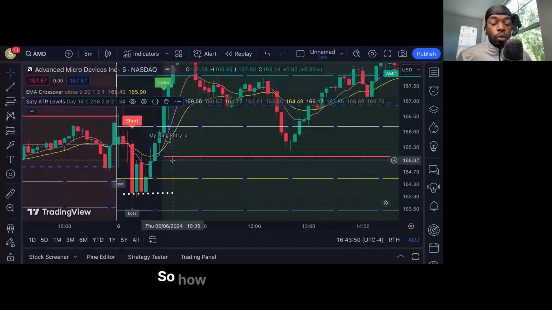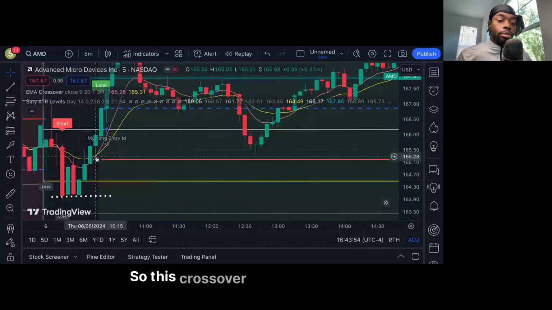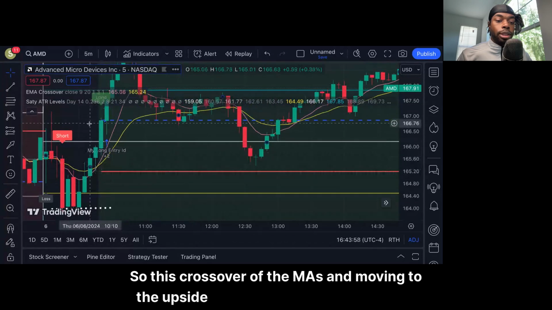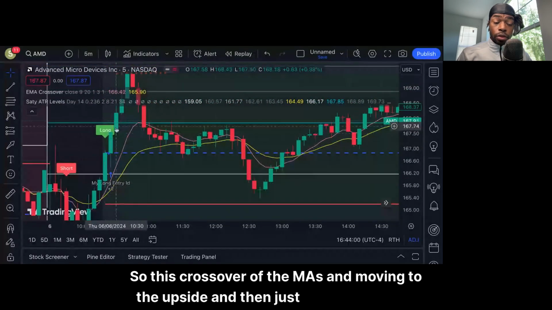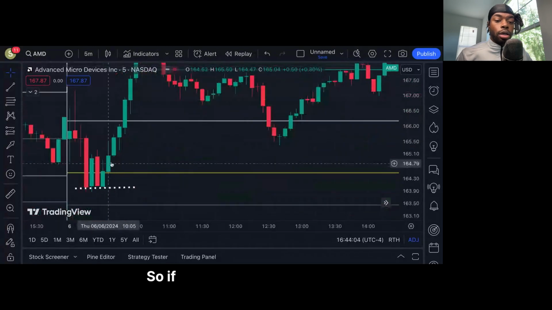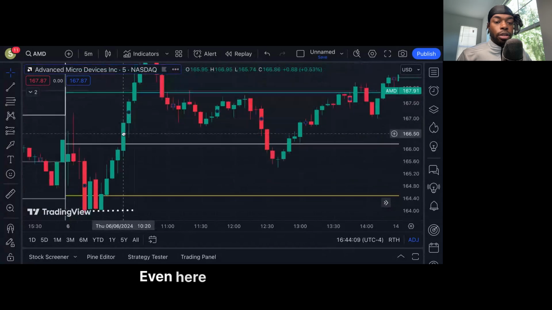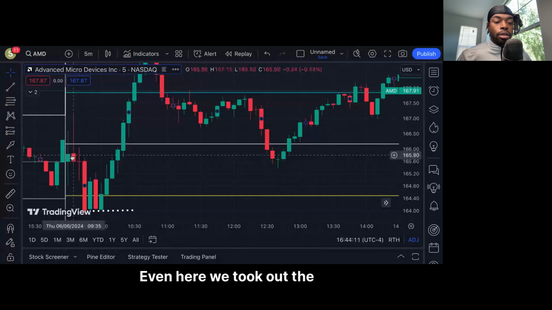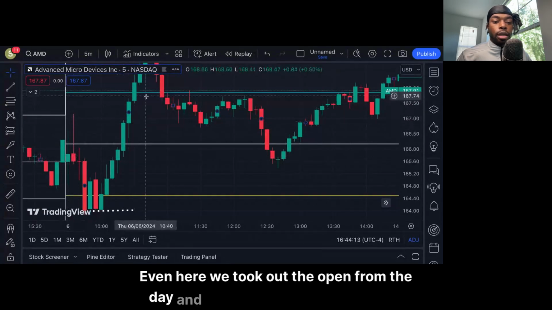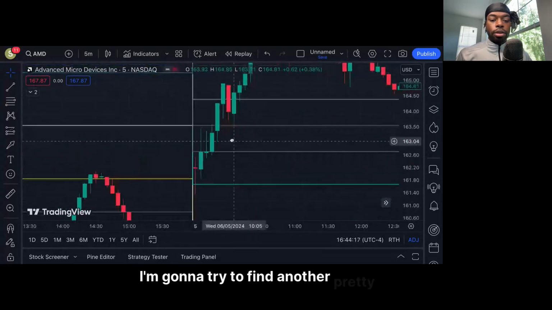So how I like to trade is I like to wait for crossovers. So this crossover of the MAs and moving to the upside, and then just pretty much ride that to the upside. So if you're looking at price action, you see we consolidated, we made a push to the upside. Even here, we took out the open from the day, and then you could ride that long. I'm going to try to find another pretty good example here.